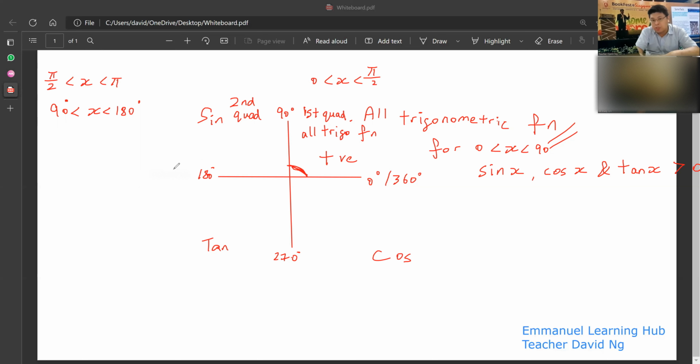Second quadrant, what does S mean? S stands for sine. Only the sine function is positive. The rest are all negative. You can press the calculator, sine 120 degrees to get a positive answer. Cosine 120 degrees, you have a negative answer. Likewise, tangent 120 degrees, you have a negative answer. Clear about that? That's what you notice when you press the calculator.